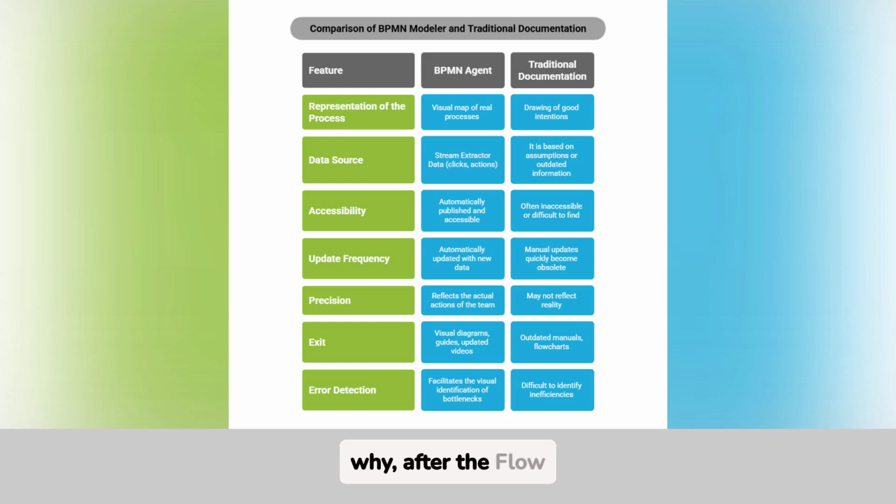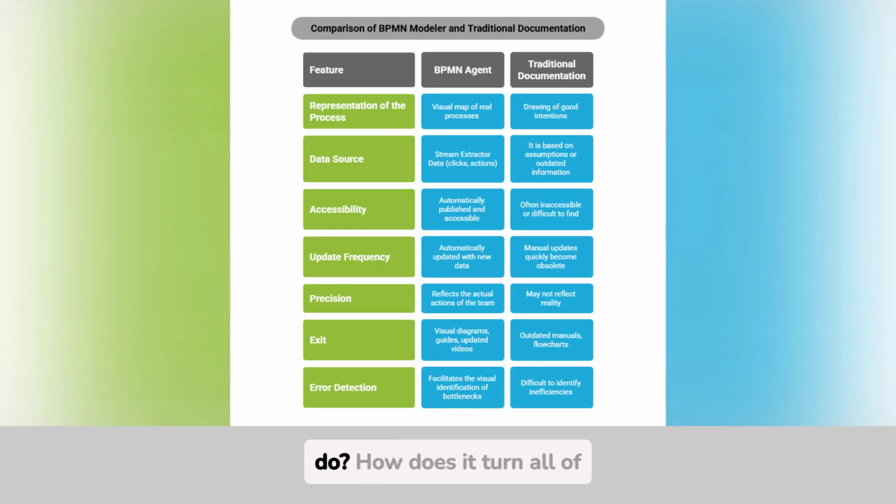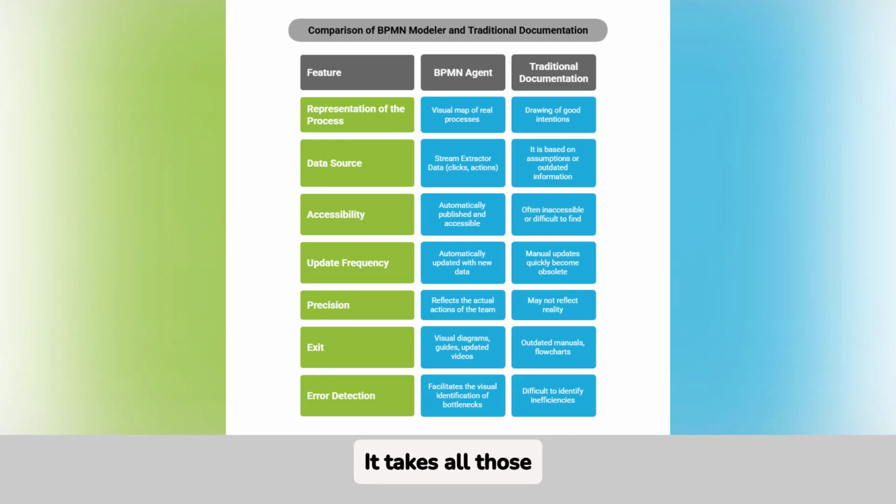That's why, after the flow extractor captures everything your teams actually do, the BPMN modeler comes into play. And what exactly does this do? How does it turn all of that into something useful? It takes all those clicks, actions, times, and paths that were automatically recorded and converts them into a real visual process map, following the BPMN standard. It's not based on what people think they're doing, but on what's actually done, step by step.